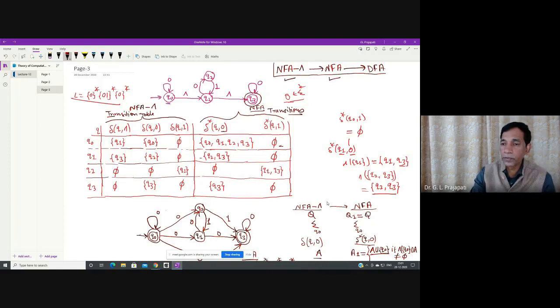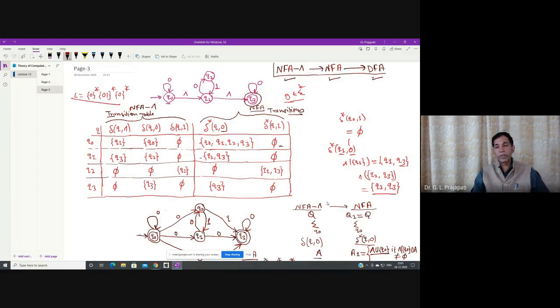So this is the way you have converted, and the power of NFA null, the power of NFA and the power of DFA remain the same. The only advantage of NFA null is construction. It is very easy to construct as compared with the NFA, and NFA is easy to construct as compared with the DFA. So if you are not able to construct a DFA, then you may go for the NFA null, then convert from NFA null to NFA, then go for the DFA.